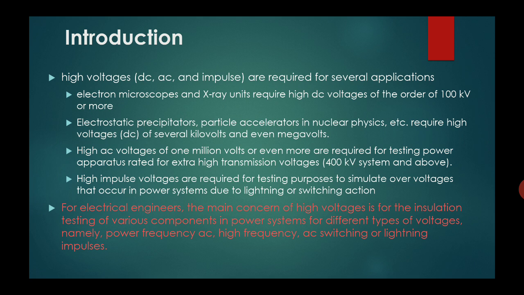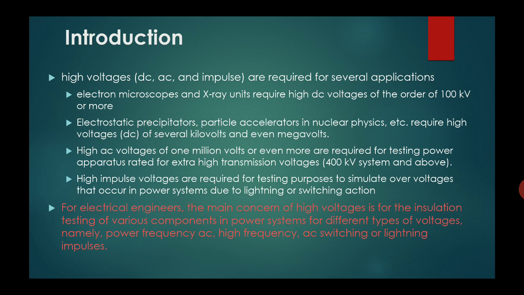Now high impulse voltages are required for testing purposes to simulate overvoltages that occur in the power system due to lightning or switching action. We cannot predict when the lightning will occur and how much effect it will have on the apparatus. We need to simulate it in order to protect and insulate the apparatus and provide protection against lightning or system surges. So for these purposes, high voltages are also required.